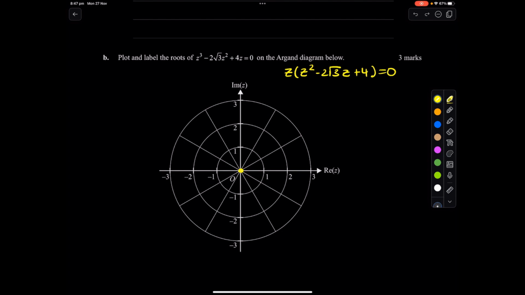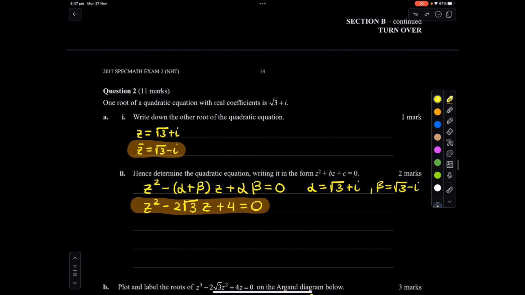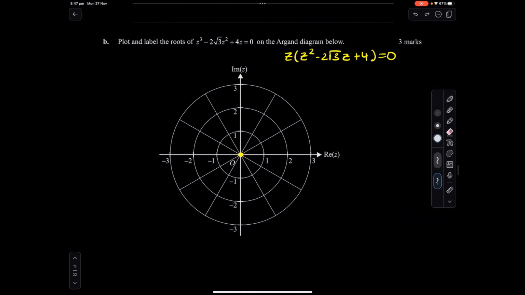And we also have the other two roots, which is root 3 plus i, so that's going to have a radius of 2. So it's over here. One's going to be here, and the other one's the conjugate of it, so it's going to be over here. So this over here is going to be z equals root 3 plus i. This one is z equals root 3 minus i, and this one over here is going to be just z equals 0 plus 0i. We have labeled them. Plot and label the roots. That's it.